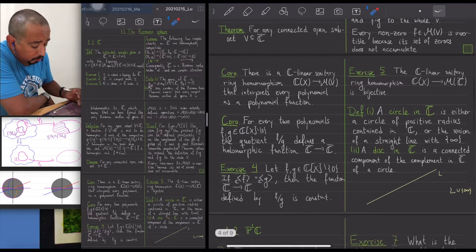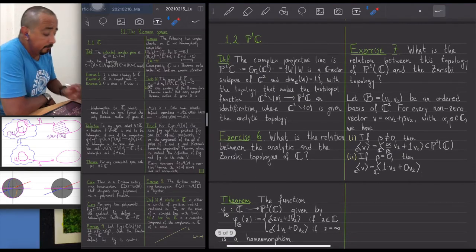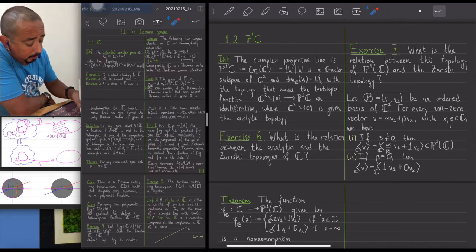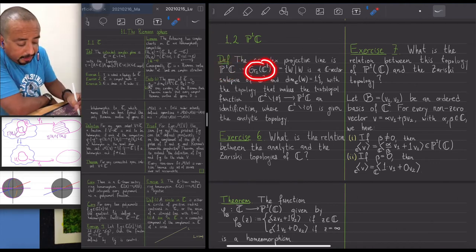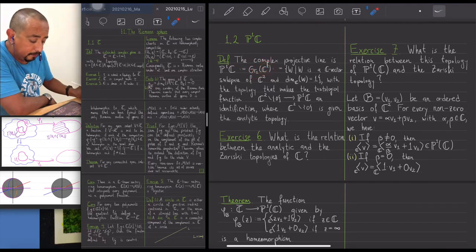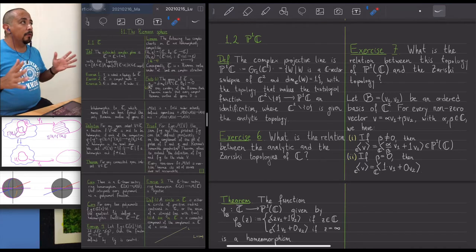Okay, now let's move on to the complex projective line, which is, as a set, just the set of all one-dimensional C-vector subspaces of C-square, of this two-dimensional complex vector space, that we call the complex projective line and denote by P1C. So it's just the Grassmannian of one-dimensional subspaces of this two-dimensional space. Now, with which topology? The so-called analytic topology. How is this analytic topology defined? Well, consider C-square, and then in C-square, put, let's say, a Hermitian form, a Hermitian product, or even an interior product, whatever.